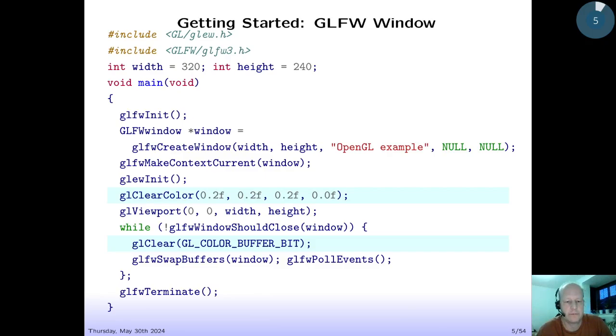So here's a minimal program. Basically, it uses GLEW and GLFW. It initializes the window. It makes a context current. And then here are two functions. One for setting the clear color, and in the loop performing the clear operation, and then swapping the buffers and doing that until the window should close.